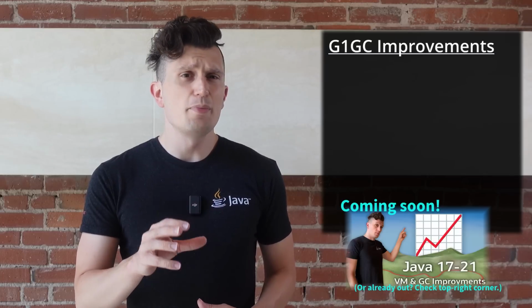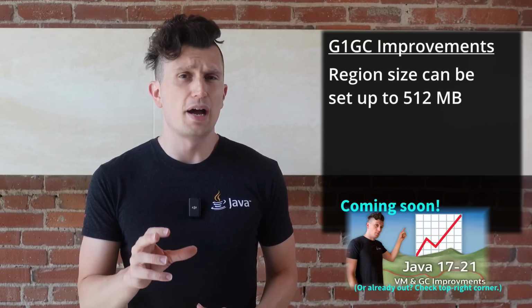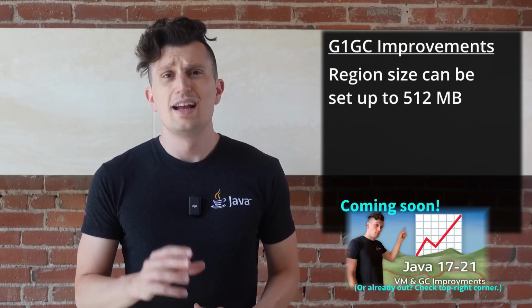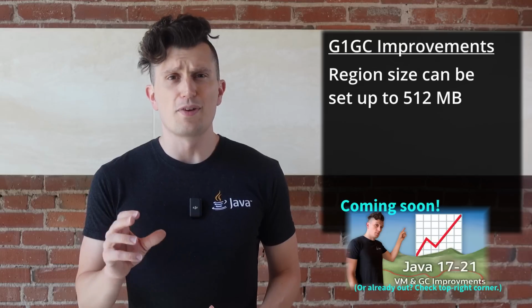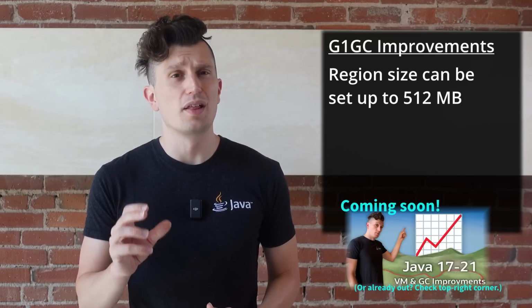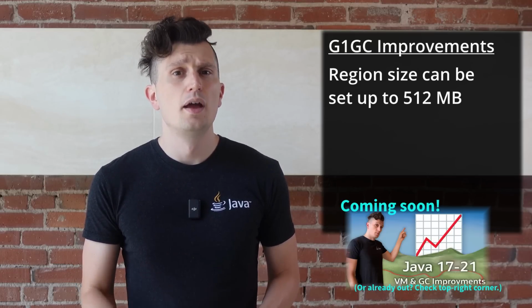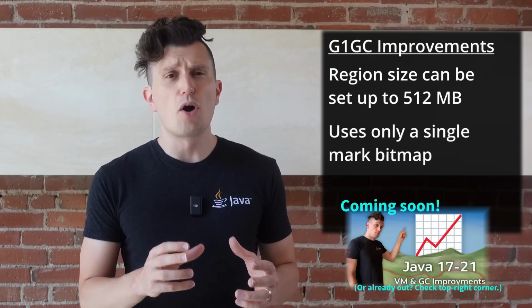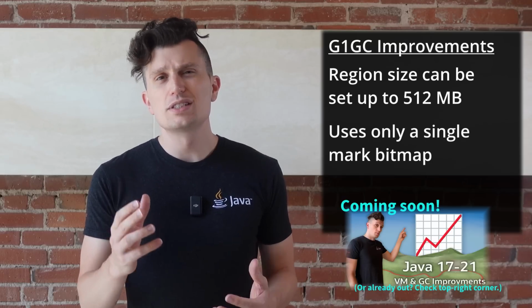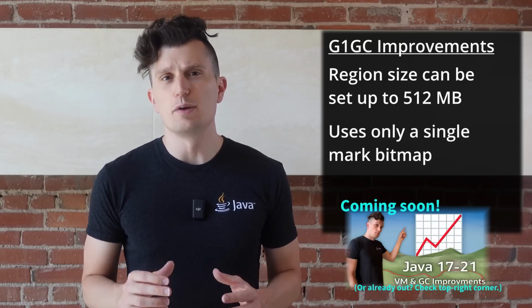G1 region size can now be set up to 512 megabytes. Previously, it was 32. This can be helpful for reducing memory fragmentation on applications that work with a lot of large objects. G1 now uses a single mark bitmap instead of two, which can save about 1.5% of heap space.